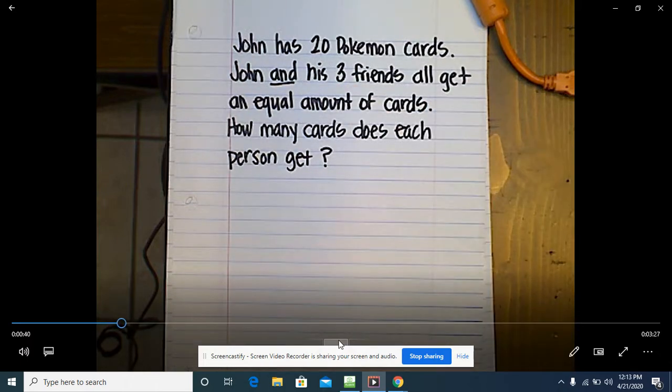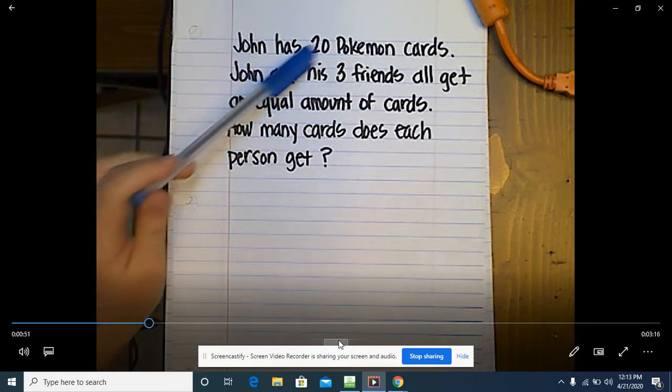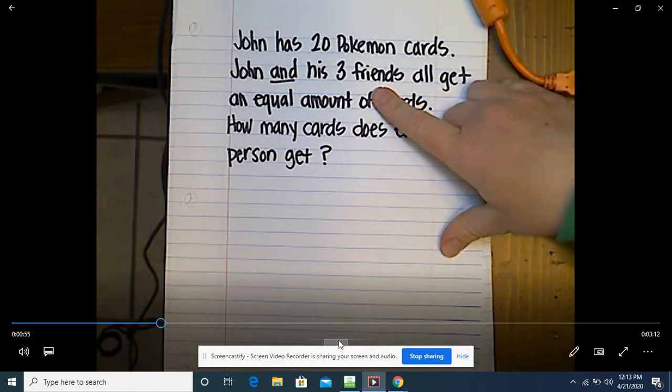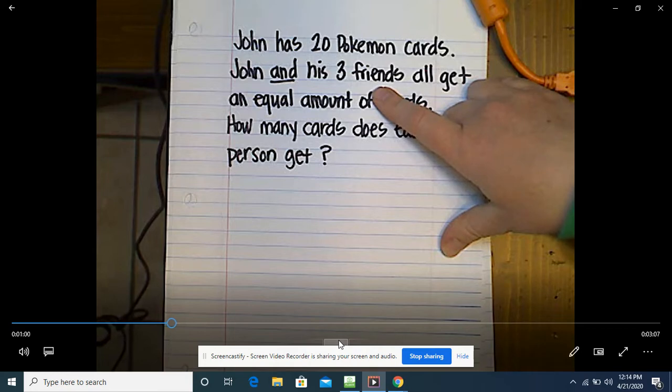So we've been talking about division is sharing and division is grouping. What type of a situation do you think this is? I think this is sharing. Why is it a sharing situation? Because he is sharing 20 Pokemon among 4 people. And you know how many friends he's sharing it with, right? Yes. You know the groups ahead of time. That's what makes it sharing division.